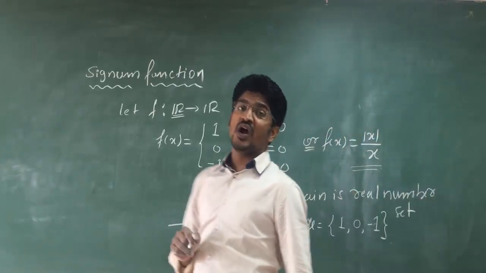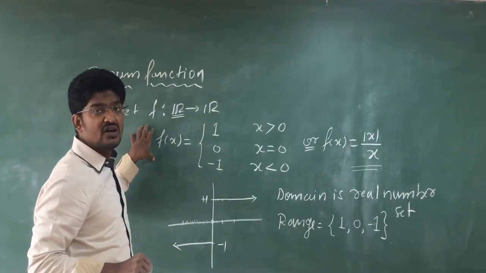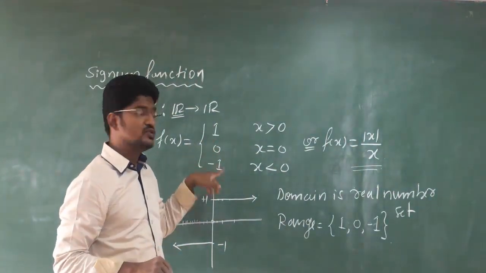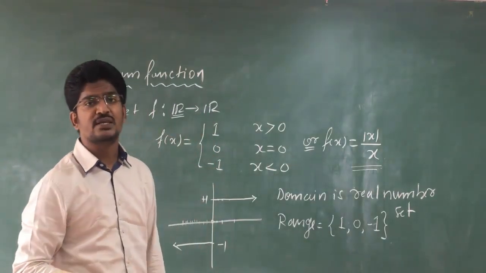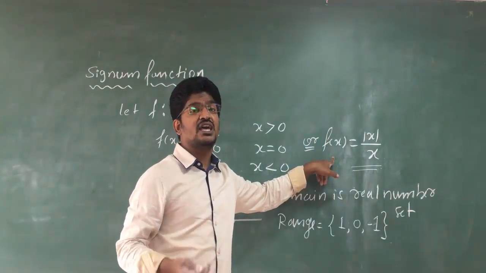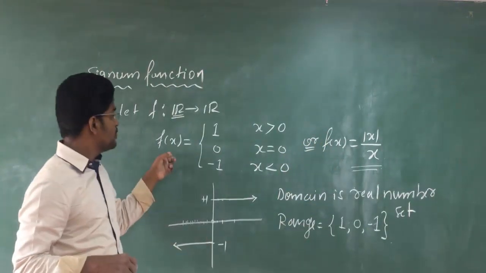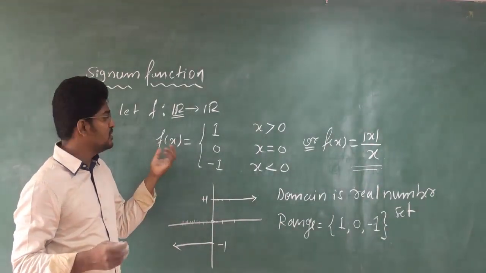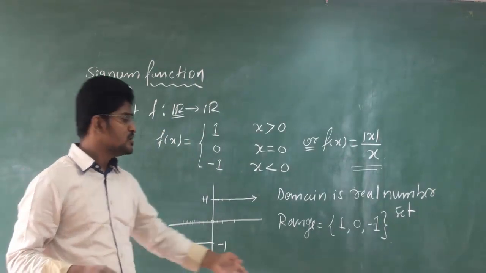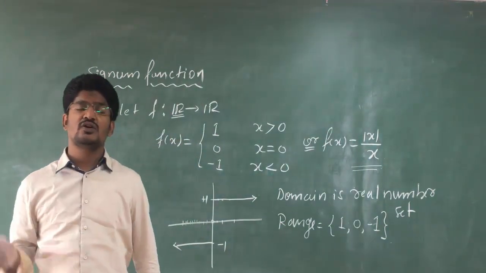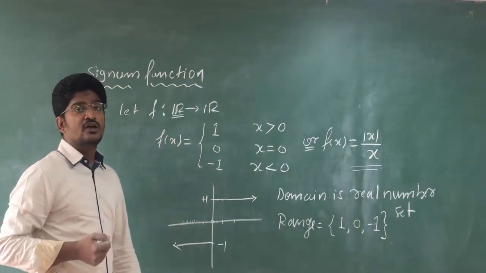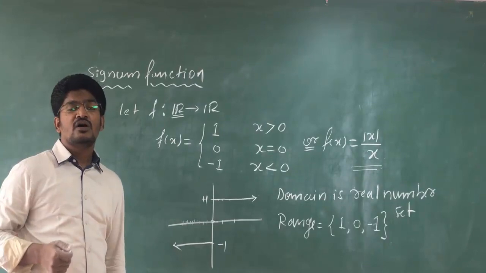But my choice is please write this because it will be very clear. And the range is already given here, so writing the range will also be very simple. If you make perfect with this, there is no need to remember the range. Directly these 3 numbers are going to be the range. So you are going to write the range as {1, 0, minus 1} or {minus 1, 0, 1}. Clear? So this is called the signum function.